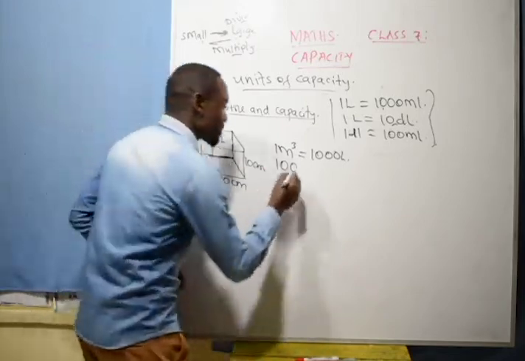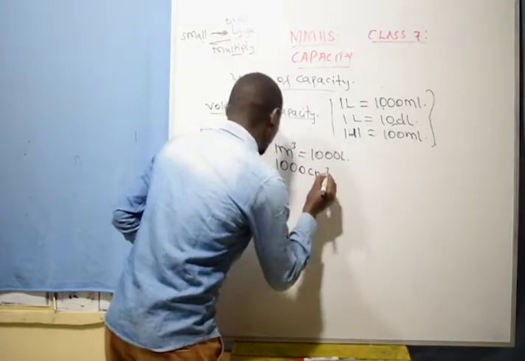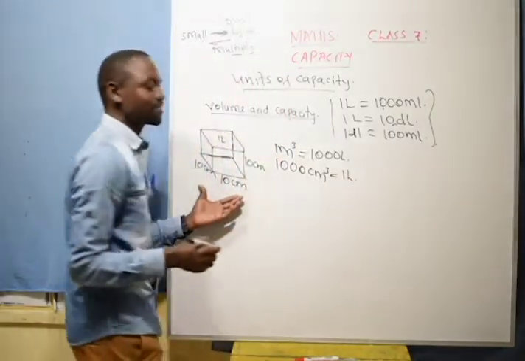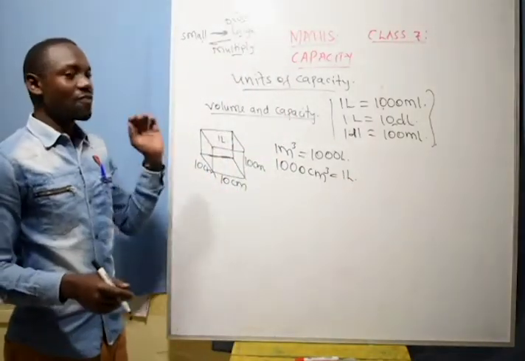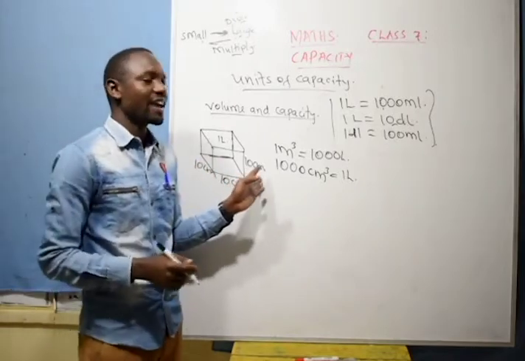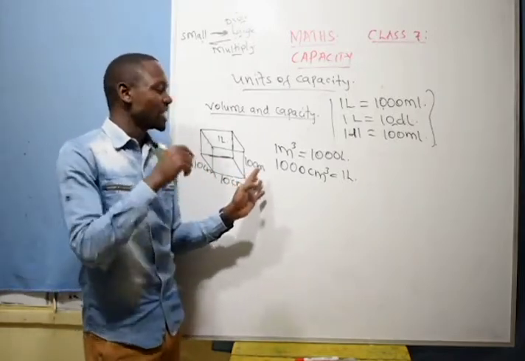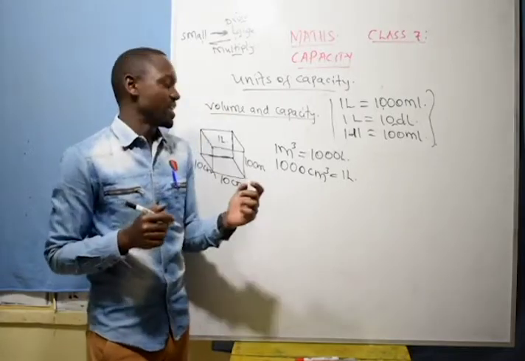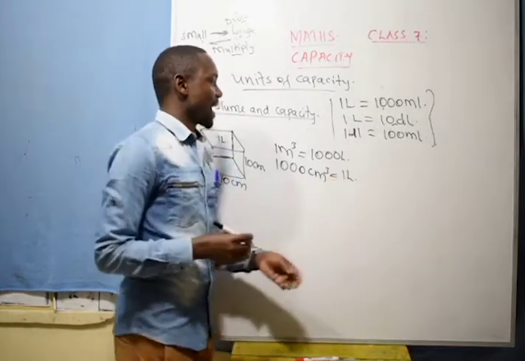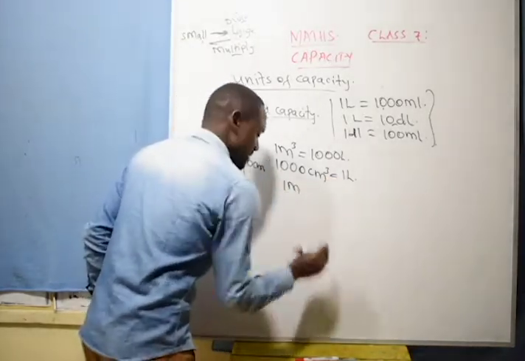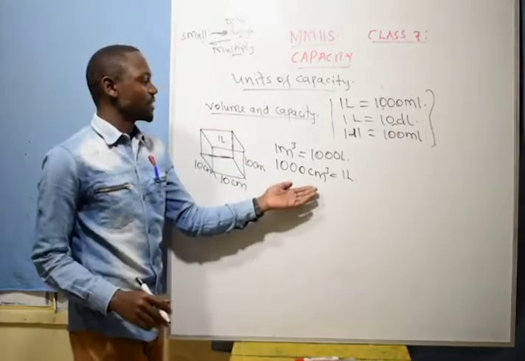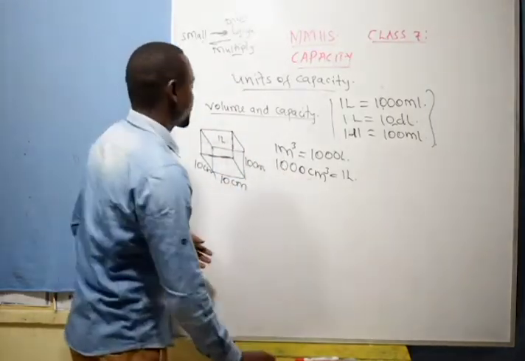Meaning 1000 cubic centimeters, that is the volume of this container, will only hold 1 liter of water. If you have a container that measures 10 centimeters long by 10 centimeters wide by 10 centimeters high, you will realize that it will only contain 1 liter of liquid. Meaning 1000 cubic centimeters is equal to 1 liter. So these are the relationships between the units of capacity and volume.